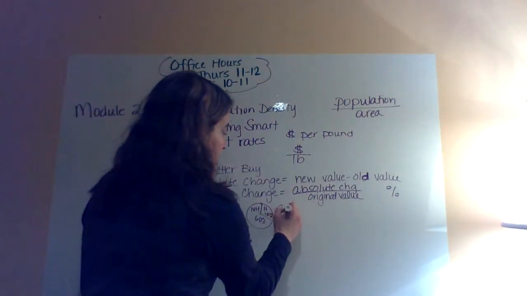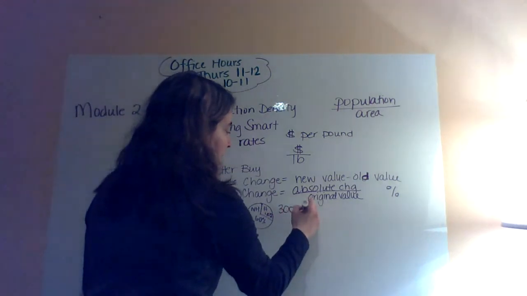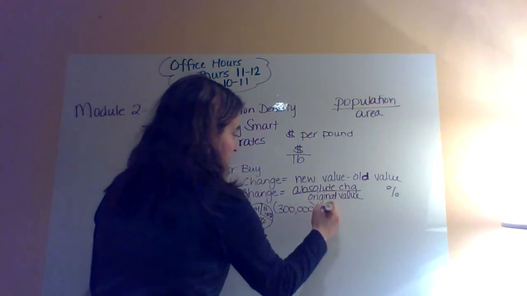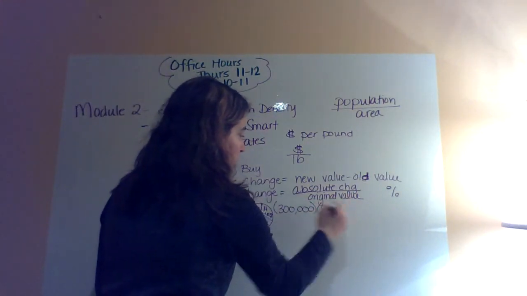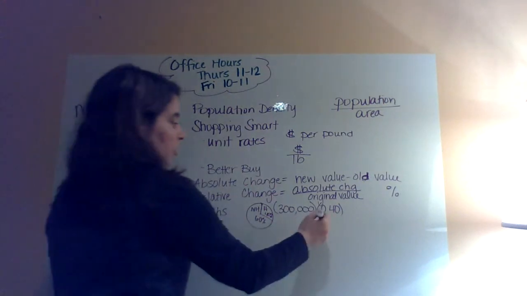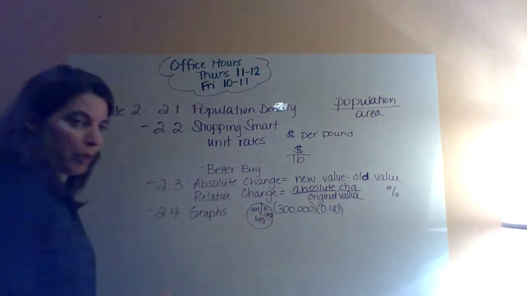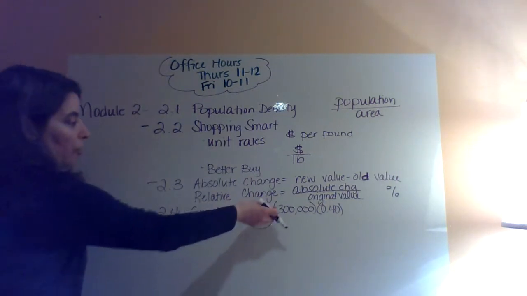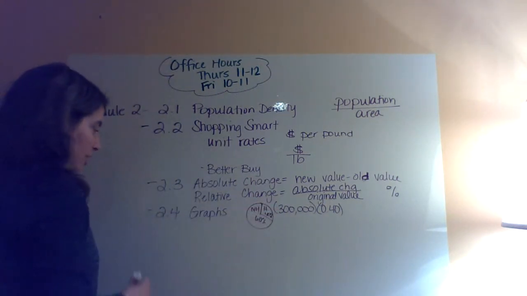So if we know, let's say this is for a city, and the population is 300,000, we could take 300,000 times 0.40, which is 40% as a decimal. That would give us the amount of people there. So we have to know the amount of people before we can figure out the number of people in each slice of the pie.